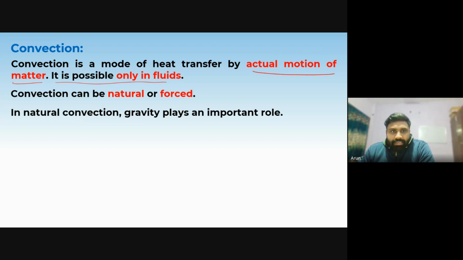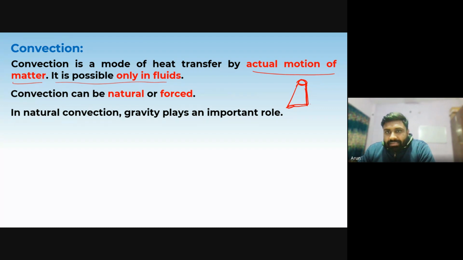Now, in natural convection, gravity plays a very important role. Natural convection means you are getting the water heated. Instead of a water heater, we will take the example of a chimney. Most households have a chimney.